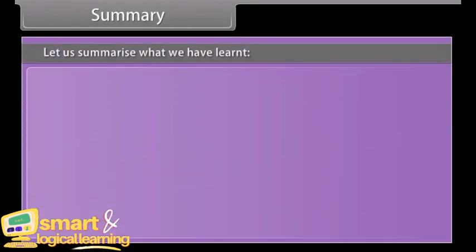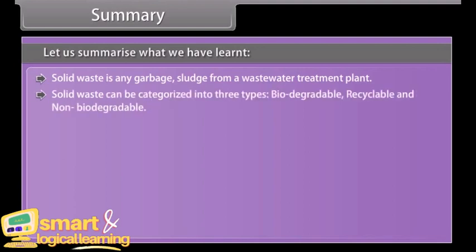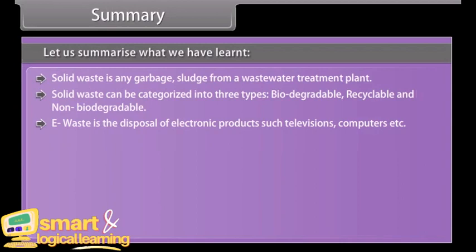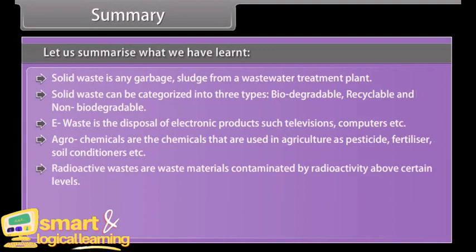Summary. Let us summarize what we have learned. Solid waste is any garbage, or sludge from a waste-water treatment plant. Solid waste can be categorized into 3 types: biodegradable, recyclable, and non-biodegradable. E-waste is the disposal of electronic products such as televisions, computers, etc. Agrochemicals are the chemicals that are used in agriculture as pesticide, fertilizer, soil conditioners, etc. Radioactive wastes are waste materials contaminated by radioactivity above certain levels.